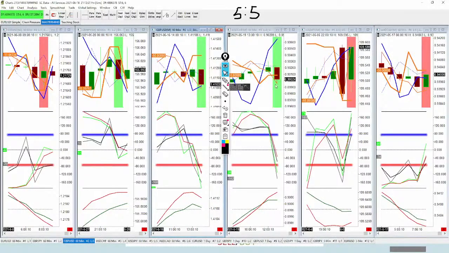Right? These are 60-minute charts, guys. We're just using 60-minute charts for this example today. And so here we've got a red candle, flat, value of negative 50. We'd be looking for that long or buy trade.